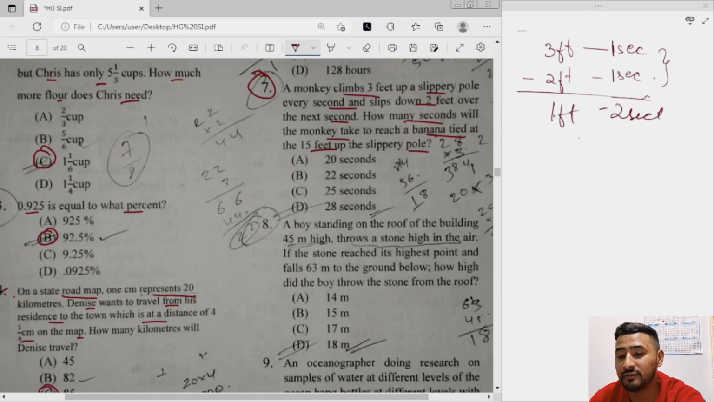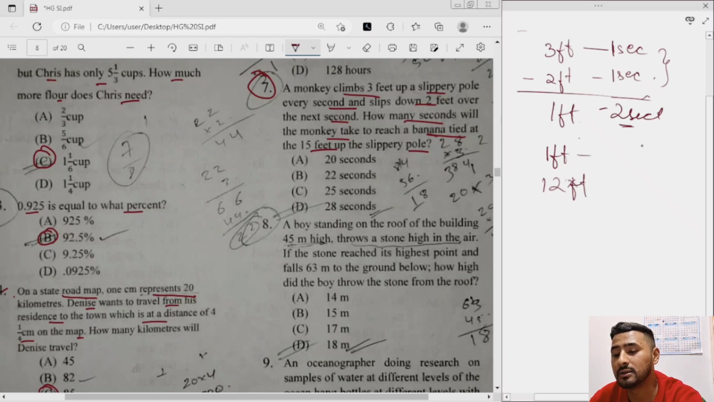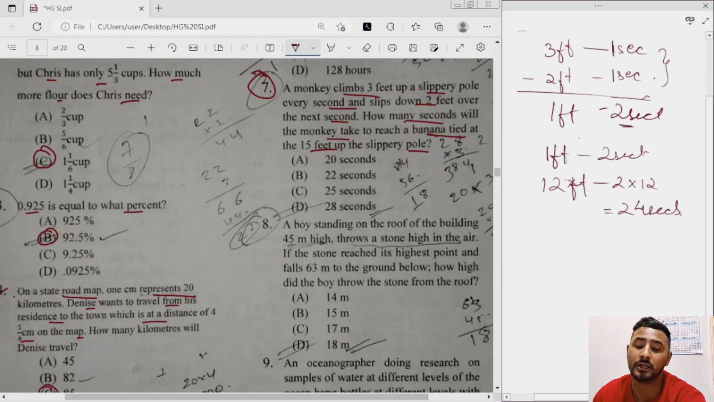Now to reach the 15 feet, what we can do is 1 foot into 12. Okay, 12. Don't be confused. If you multiply 1 foot into 12, you'll get how much? In 1 foot, it is taking 2 seconds. So in 12 feet, how many seconds will it take? 2 into 12, right? So it will be completing 24 seconds, right?